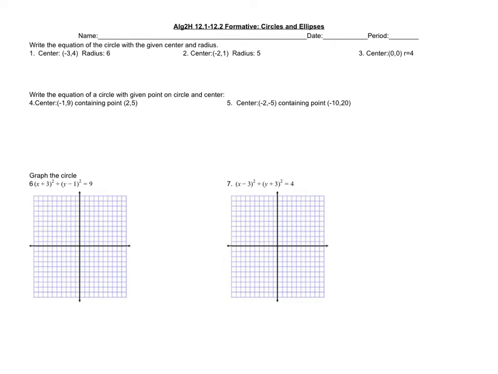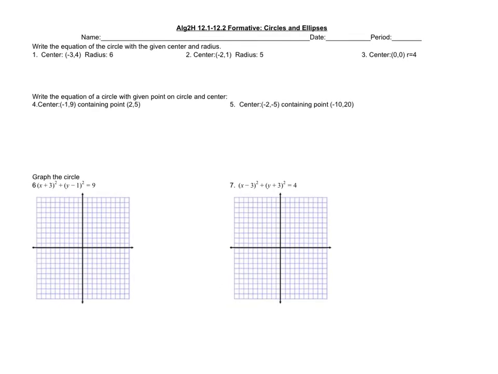Write the equation. This is your h and k. So (x minus h) squared plus (y minus k) squared equals r squared. Again, (x minus h) squared plus (y minus k) squared equals r squared. And x squared plus y squared equals 16.